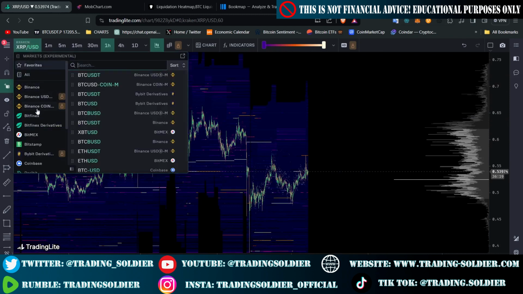So you need to see the data that is related to the exchange that you are trading in, or the bigger exchanges, because if not, this data, these heat maps, will change depending on the exchange that you are looking at.